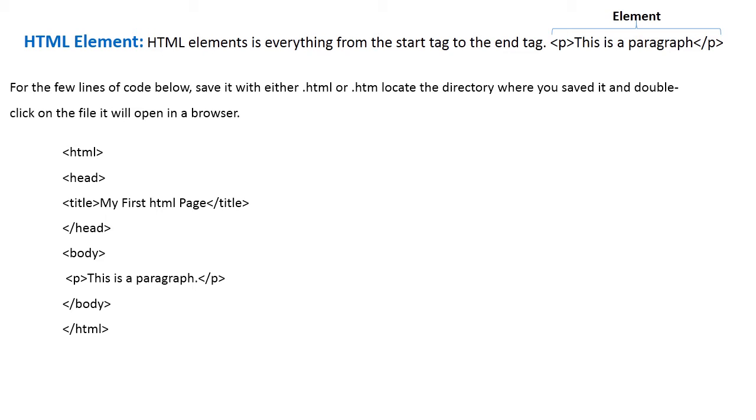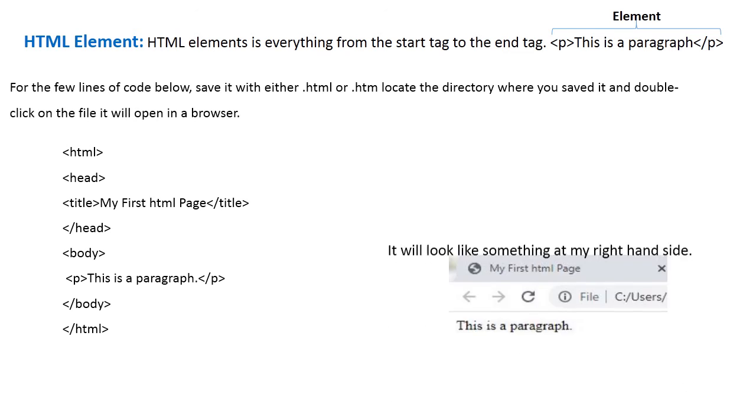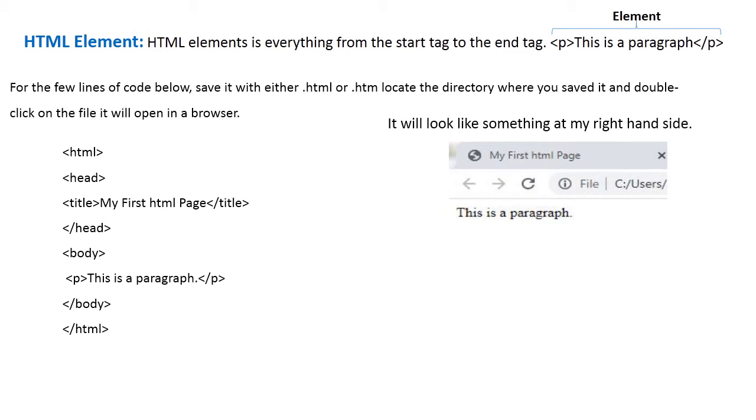We have the HTML, the head, the title as my first HTML page, and I close the header. Then I open a body tag with a paragraph inside written, this is a paragraph. I close the body tag and the HTML tag. So it will look something like this on my right hand side, with my first HTML as our title, and this is a paragraph as our own paragraph.